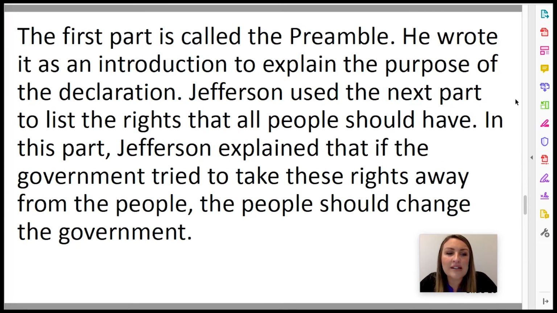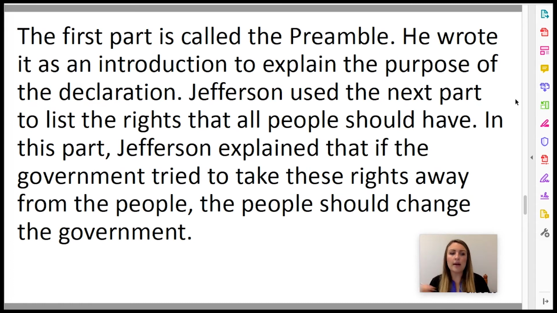The first part is called the preamble. He wrote it as an introduction to explain the purpose of the Declaration. Jefferson used the next part to list the rights that all people should have. In this part, Jefferson explained that if the government tried to take these rights away from the people, the people should change the government. What is the first part? Yes, the preamble. What is its purpose? Great, to explain the purpose of the document.